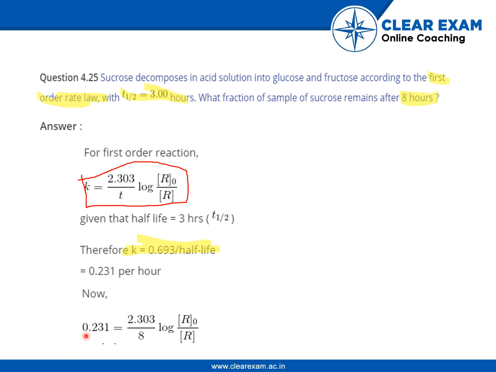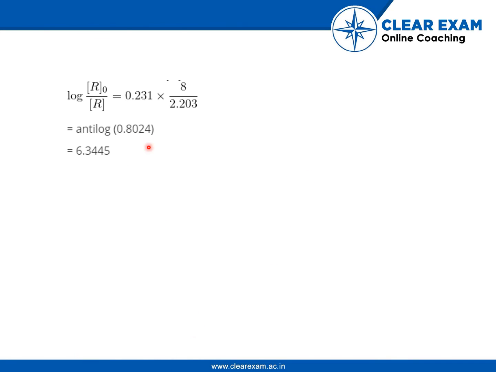Moving on, we will put the value of K as 0.231 per hour in this equation, is equal to 2.303 divided by 8, as after 8 hours we have to find the fraction, log R naught by R. Moving further, log R naught by R is equal to 0.231 into 8 divided by 2.303. We will take the antilog and it comes out 6.3445.